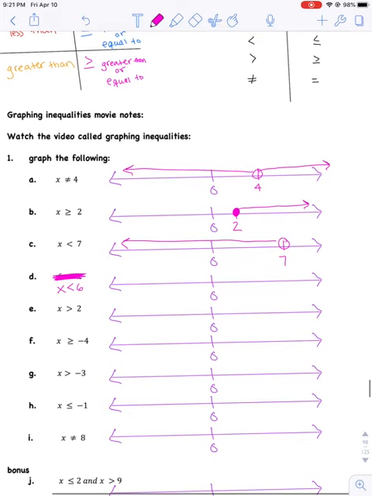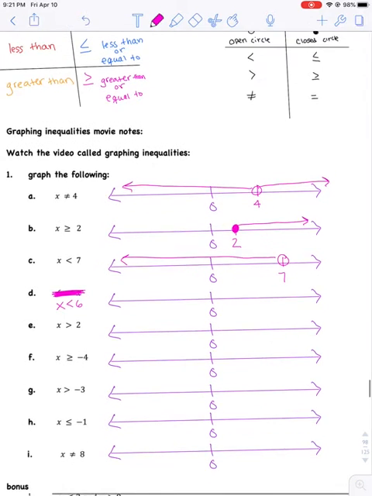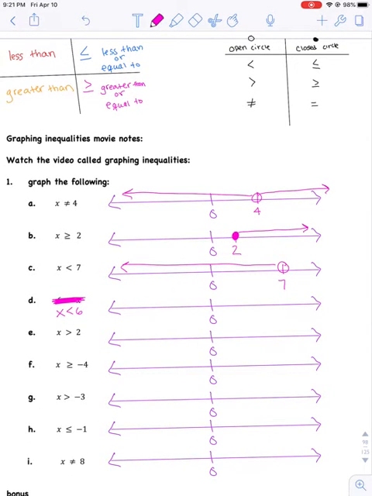Now C and D are pretty similar. Pause the video and see if you can graph D on the number line. Unpause when you're ready to go over it. All right, hopefully you're ready to go over it. So I put my 6 about there, and I want an open circle because it's not equal to 6. And then I want it pointing left, less than, all the numbers that are smaller than 6.